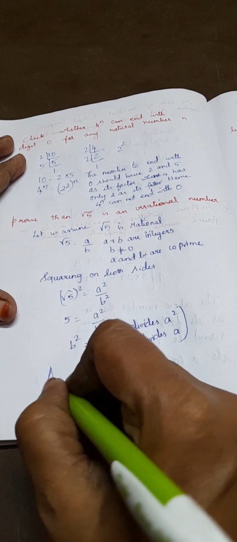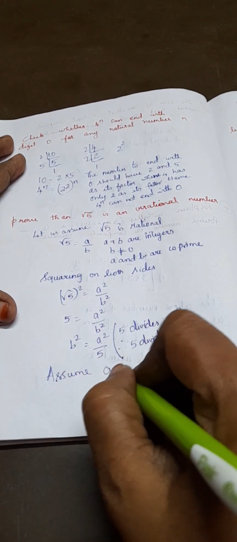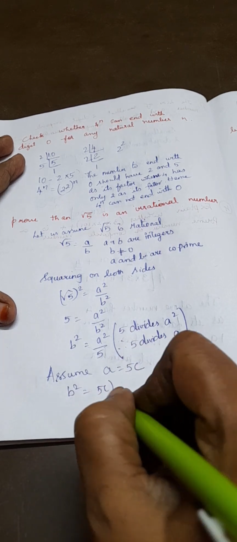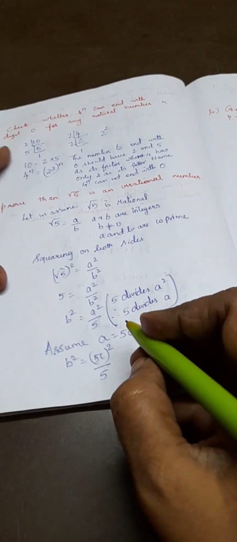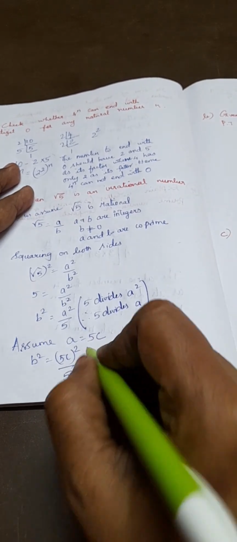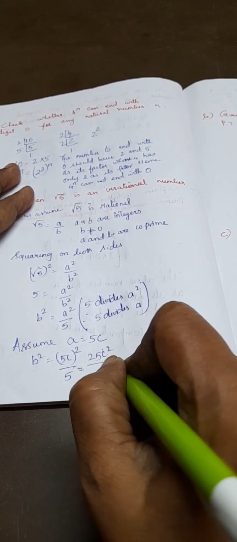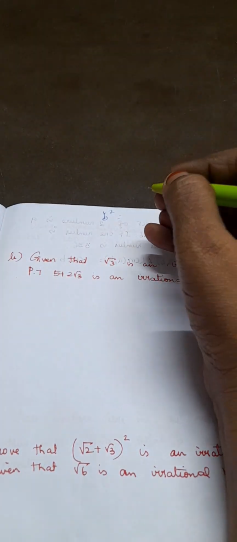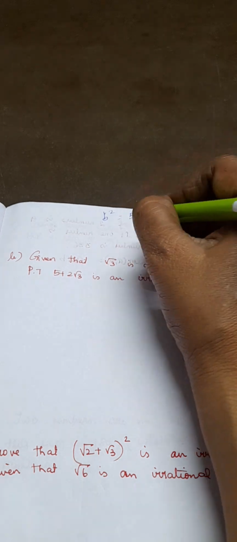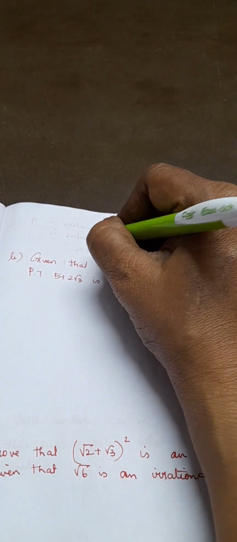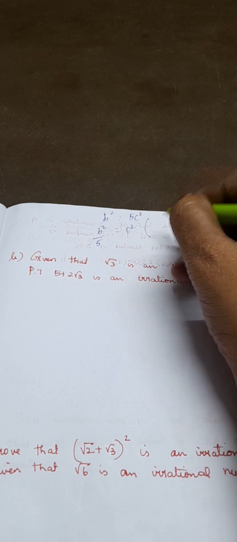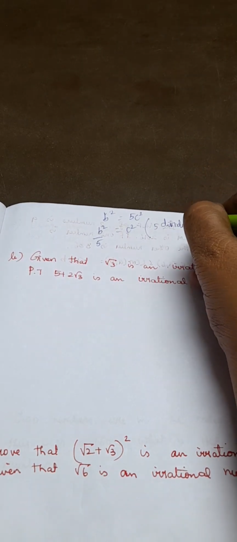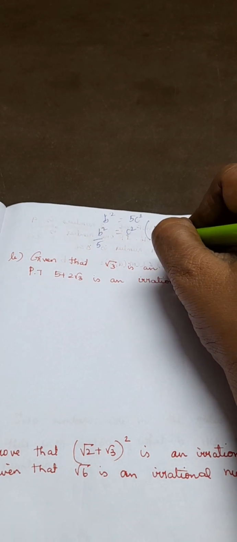Now I am going to assume a equals 5c. Now b square equals 5c the whole square by 5. So what will I get? I will get 25c square by 5, which equals 5c square. Here I can write this c square will be here. So b square by 5, I can write, right? Here I can write 5 divides b square. Therefore 5 divides b.